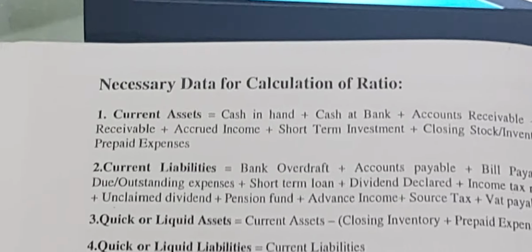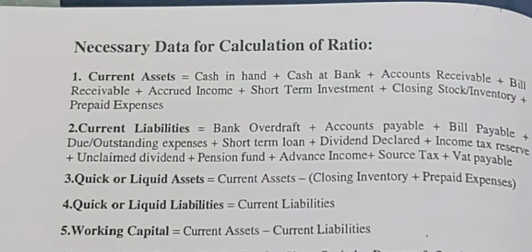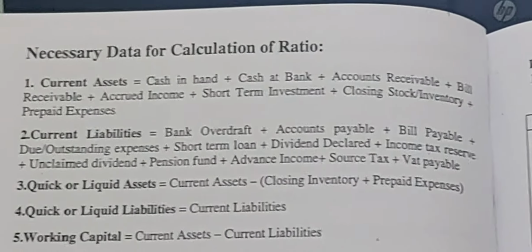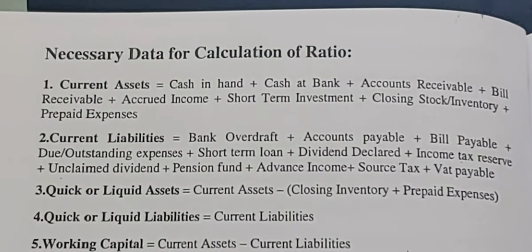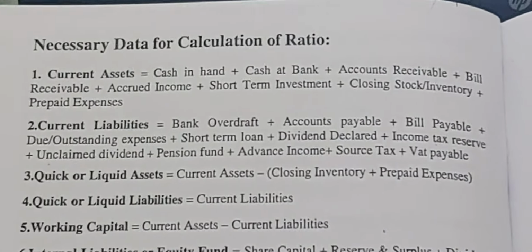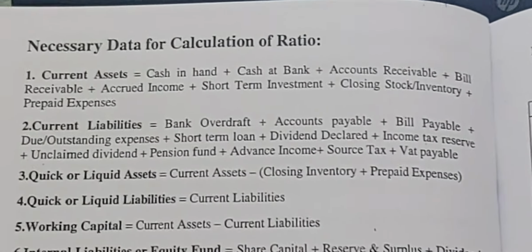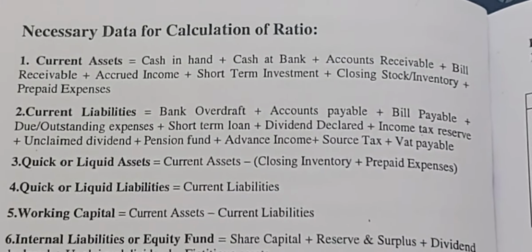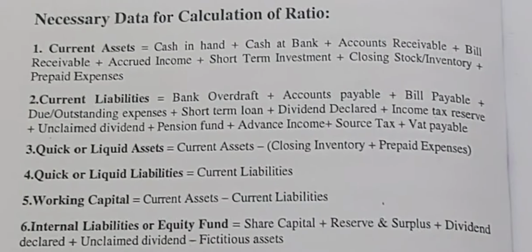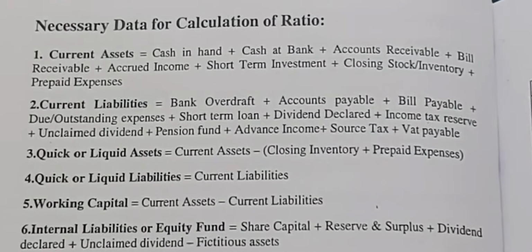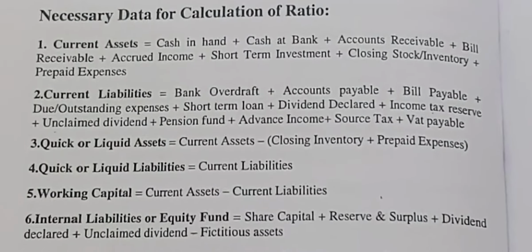Necessary data for calculation of ratio. Current assets. Which items are related to current assets? You know from class 9: cash in hand plus cash at bank plus accounts receivable plus bills receivable plus accrued income plus short-term investment plus closing stock or inventory plus prepaid expenses, etc.